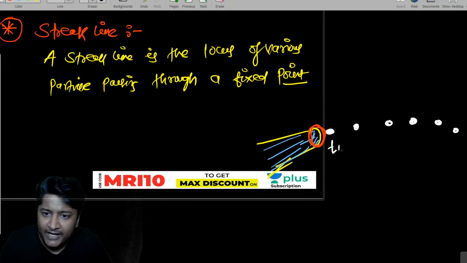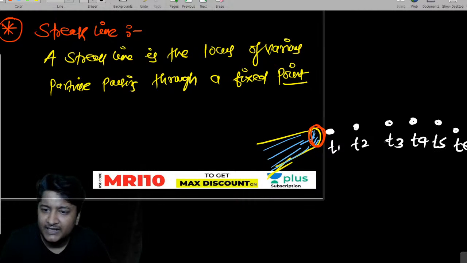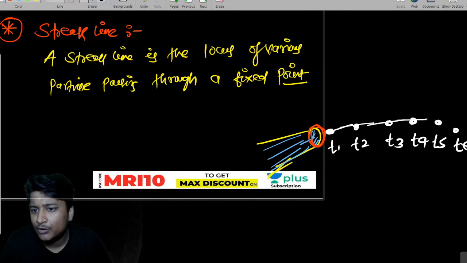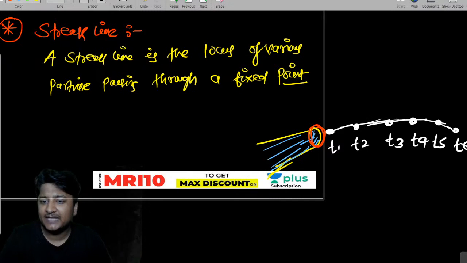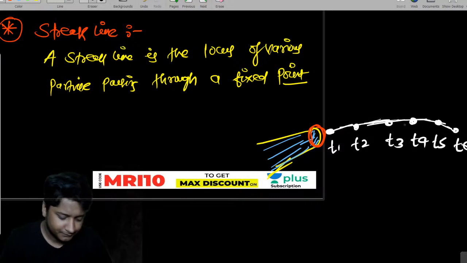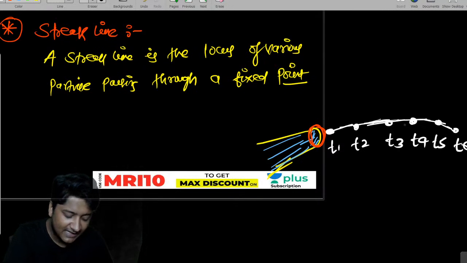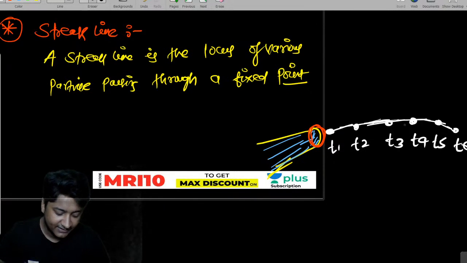So at points T1, T2, T3, T4, T5, T6, this line which I am drawing, tell me, is it a path line, a streak line, or what? My question is to all of you: is it a streak line, path line, or streamline? Which line is it?